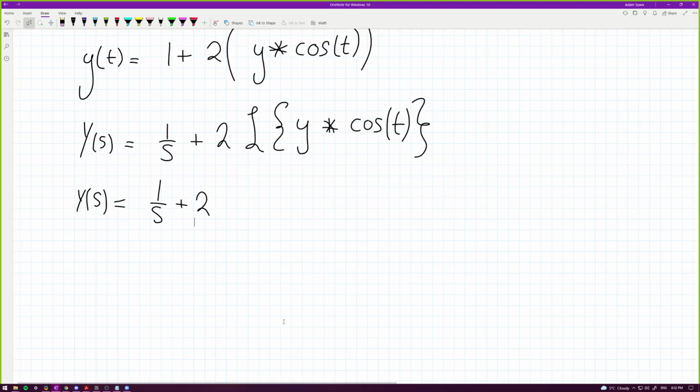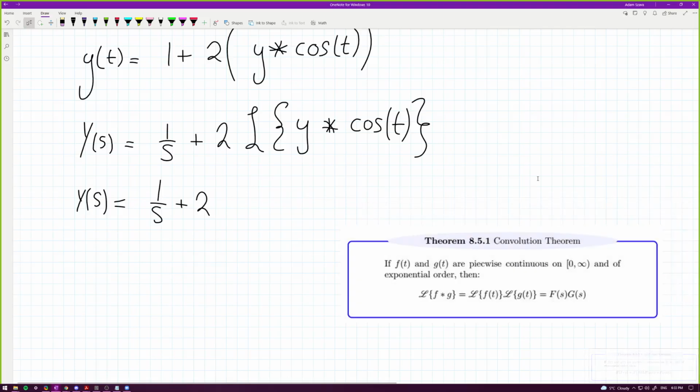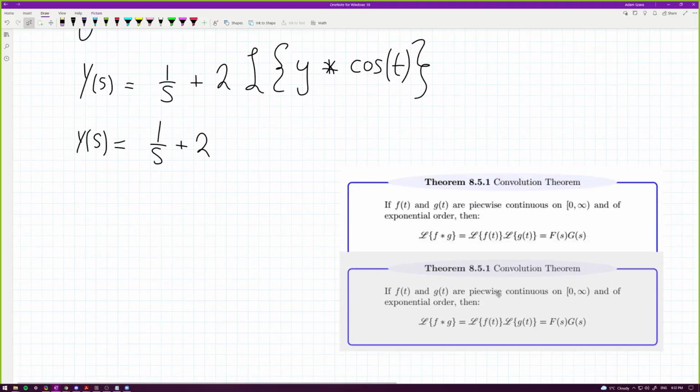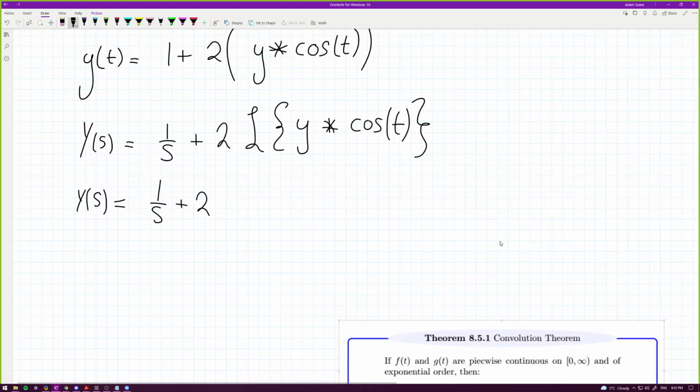And now how do we deal with convolution? Well, this is another theorem that we have in our notes. It's called the Convolution Theorem. It's very useful to deal with convolution, obviously. We have that the Laplace of the convolution is the product of the Laplaces of each thing individually. So I can just turn this into Y of s times the Laplace of cos t.